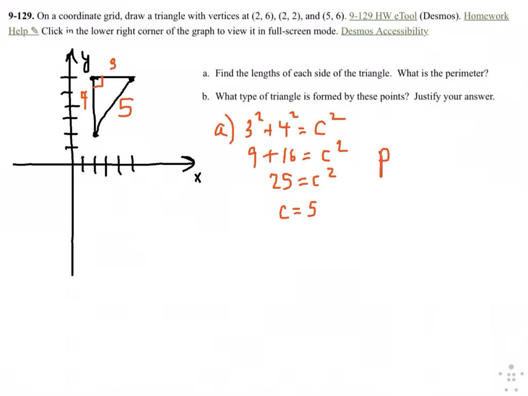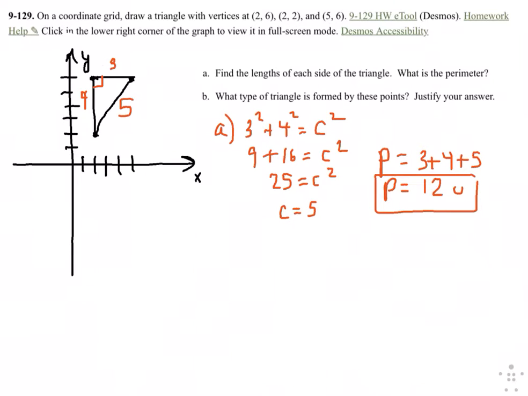So the perimeter equals 3 plus 4 plus 5. The perimeter equals 12 units, right? There's the perimeter, 12 units. And you should even start to recognize triangles like 3, 4, 5 because we do them so often.